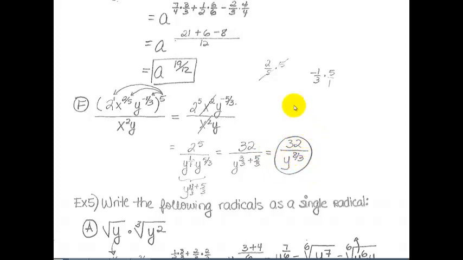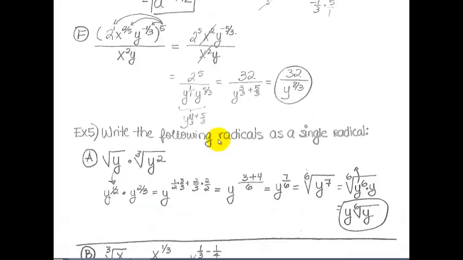Alright, very good. So those are our operations with exponents. There are fractions. So just remember, when you multiply, you're going to add the exponents, and when you divide, you're going to subtract them. Okay?